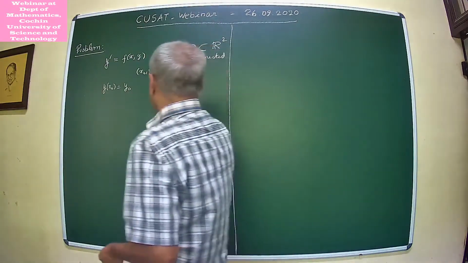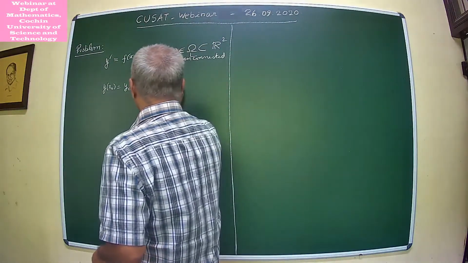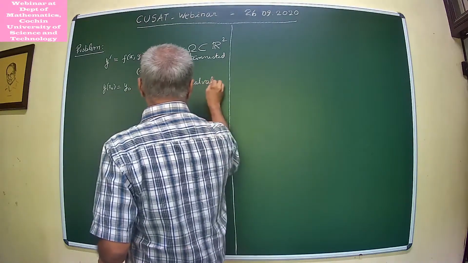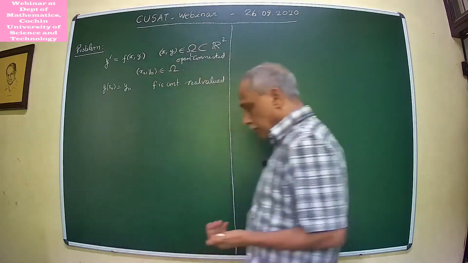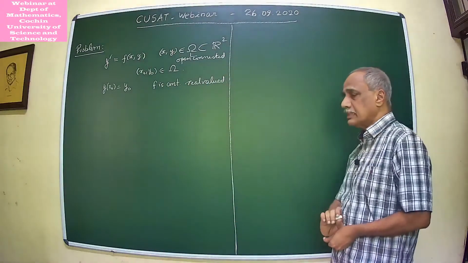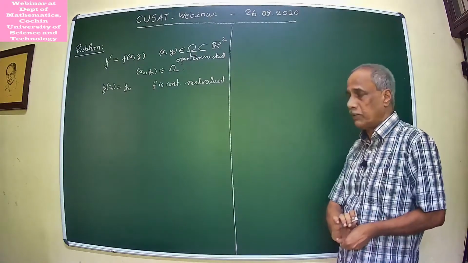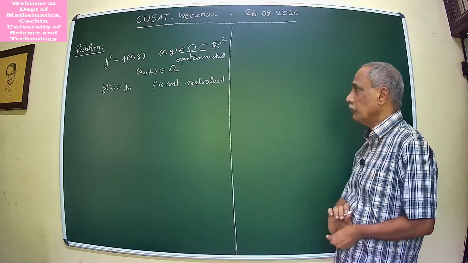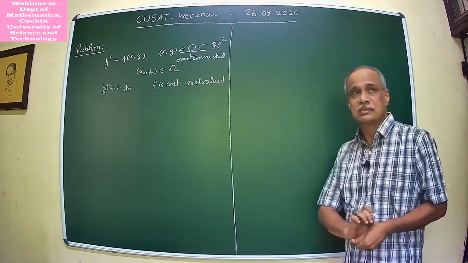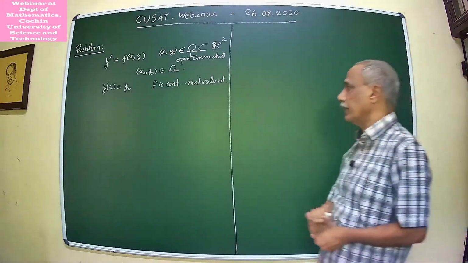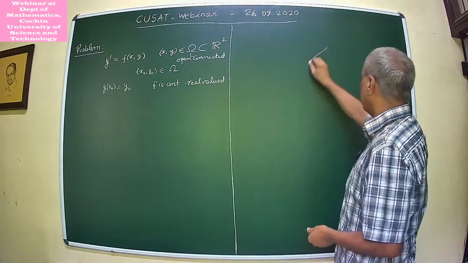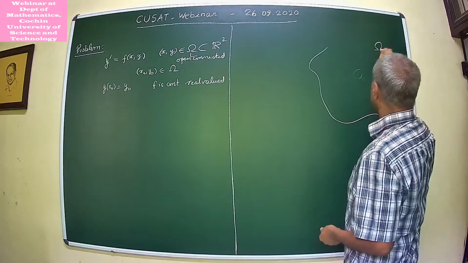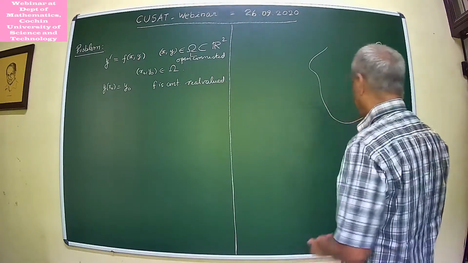We assume f is continuous, real valued. The problem is, does there exist a solution for this problem? I will clamp more conditions on f whenever it is required, but for the time being, we just assume it is a continuous function on omega. So the picture is something like this. This is your omega. It may be bounded or unbounded, it doesn't matter.